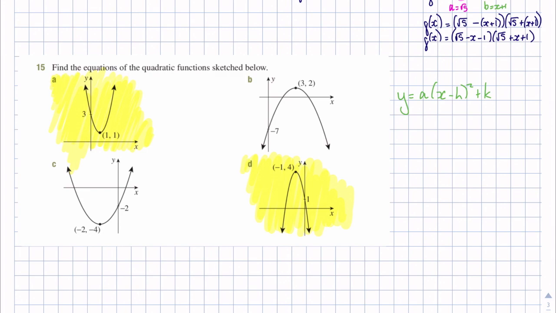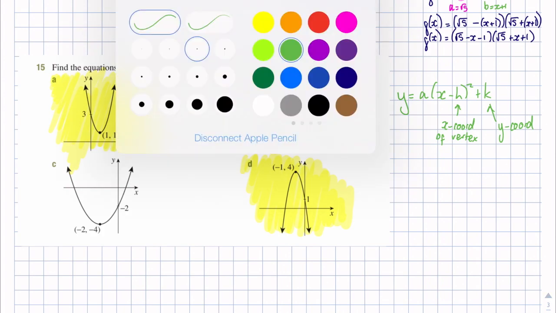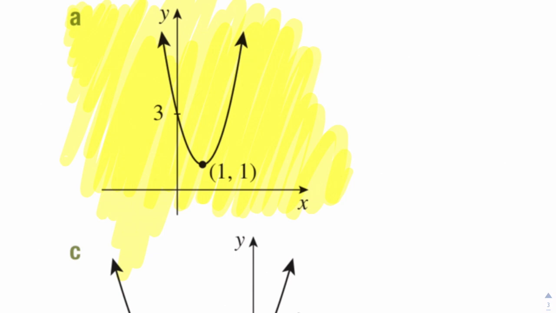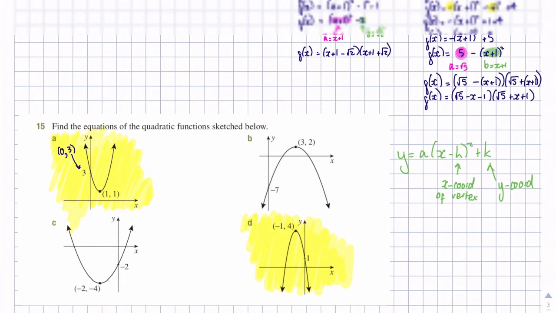Here, h is the x-coordinate of the turning point, or vertex, and k is the y-coordinate. And usually we just have to sub in the other piece of information we know to find a. Now, with all of these, they've given you the y-intercept. So this is the point 0, 3, because x is 0 at that point. We're going to use that.